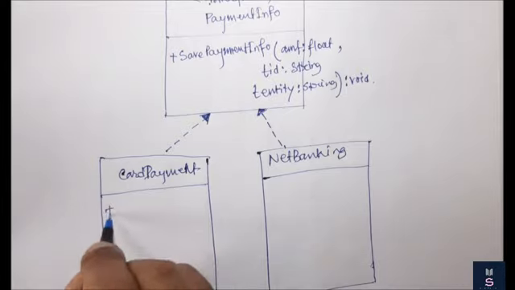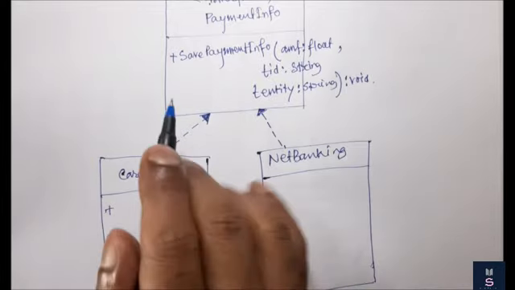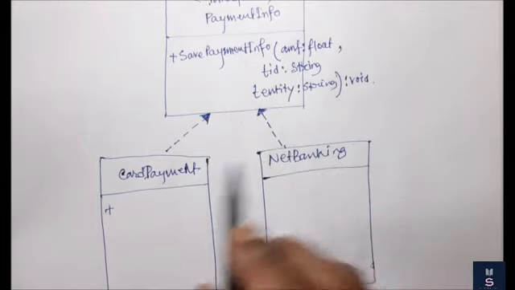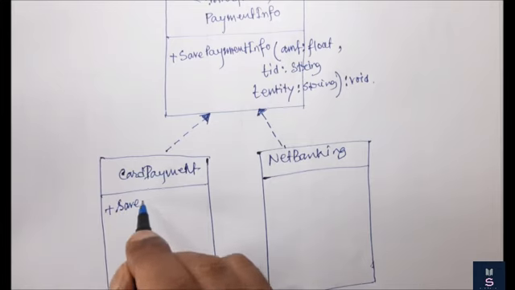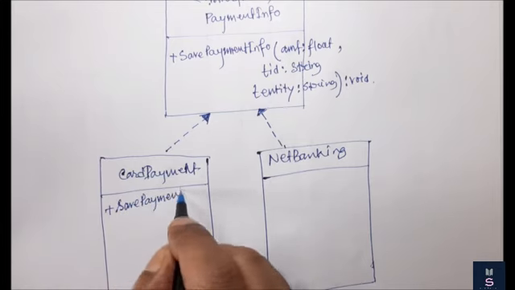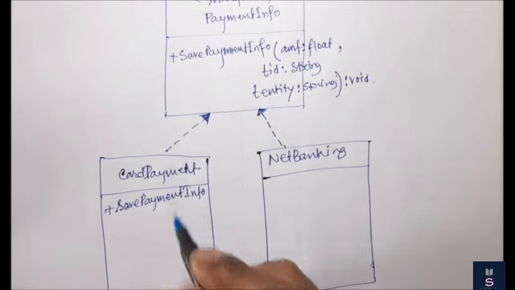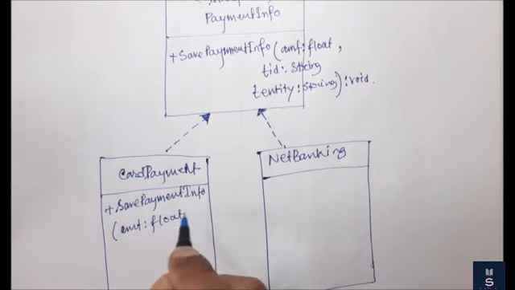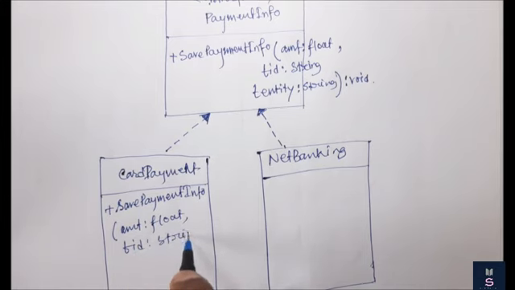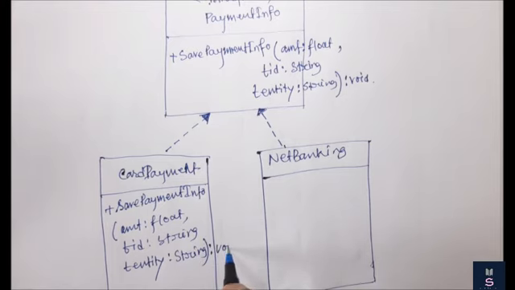So let me write the same thing. You know that all the methods in an interface are abstract methods, so it will be concrete in the class. So let me write save payment info. Amount, float, comma, transaction ID, string, transaction entity, string, and the return type is void, okay.